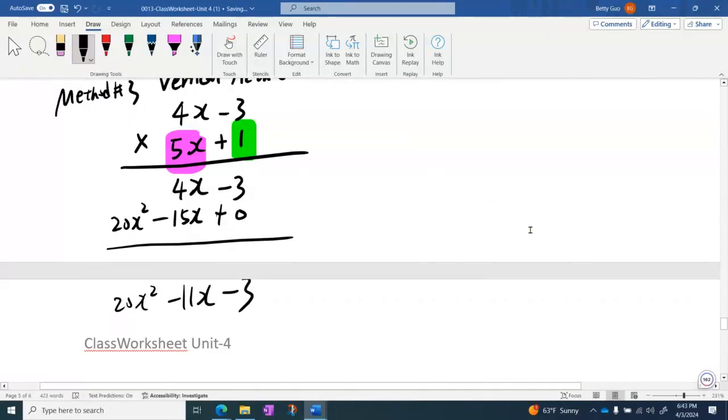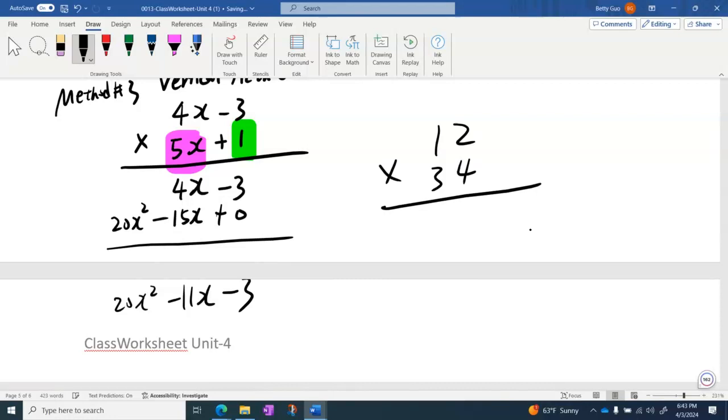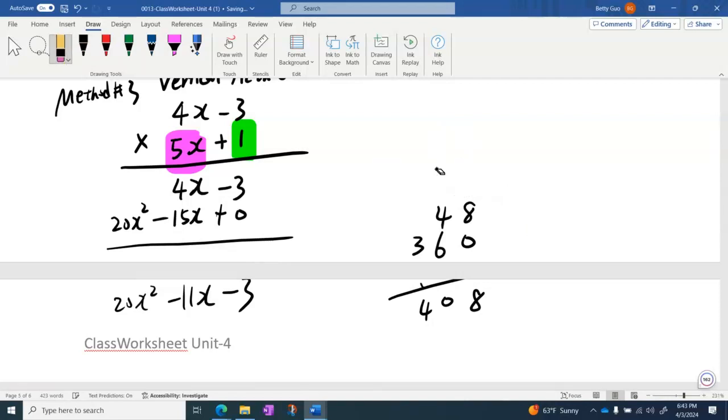Very similar to when you multiply two numbers. For example, 12 times 34. 4 times 2 is 8, 4 times 1 is 4, and 3 times 2 is 6. You put a 0 here, right? 3 times 1 is 3, and then you add them up. 8, 4 plus 6 is 10, 408. So that's the third method, the vertical method.